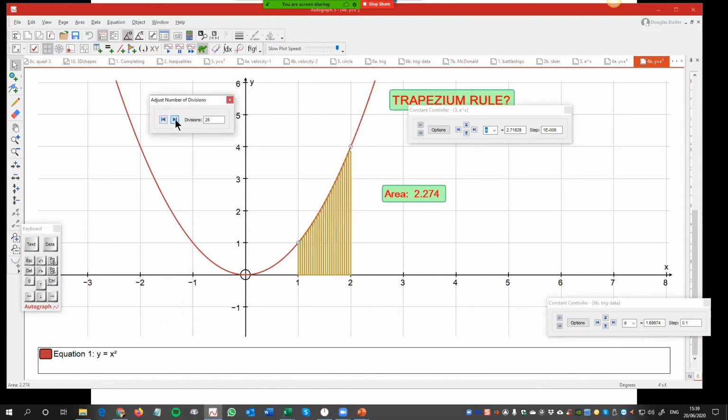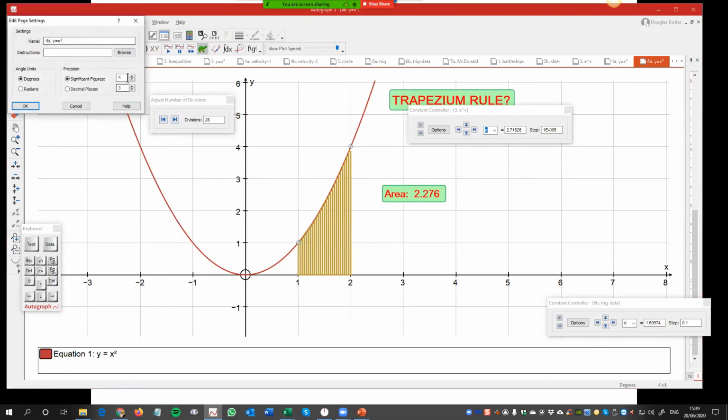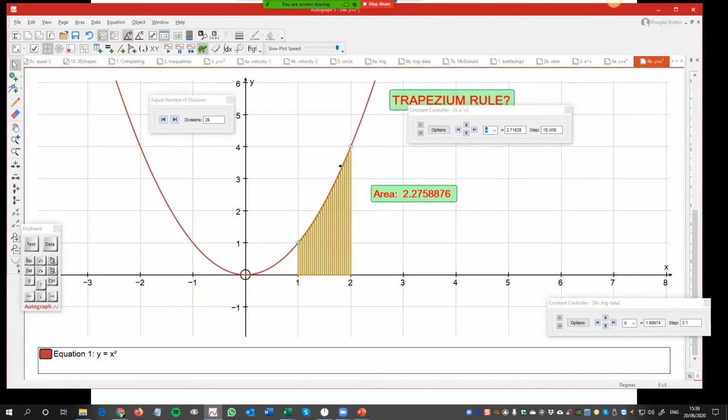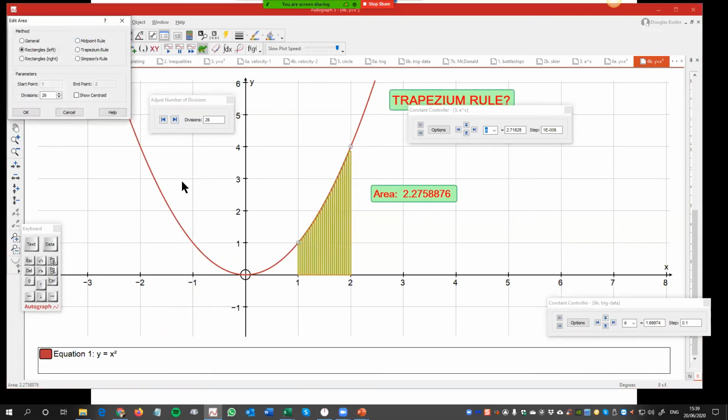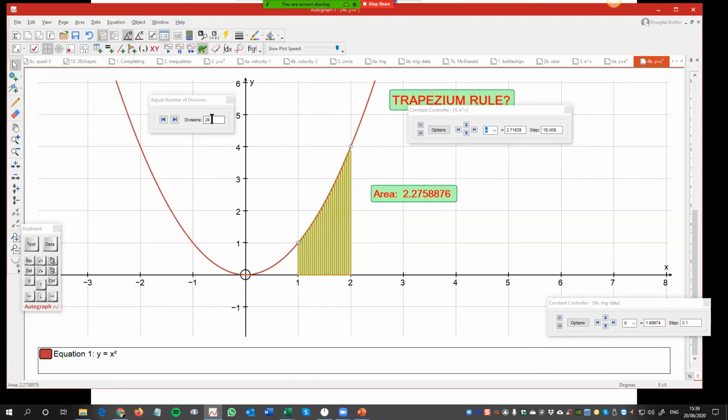So what happens in the end? Well, it'd be quite good, I think, if we go to page settings and bump up the sig fig, because we know what the answer is. It's 2.3 recurring. So is it ever going to get there? Well, we could double click on this and, no, let's do it. First of all, let's have 100. Is that going to help? Well, at least it's got the first 3, but there's a lot more to go.